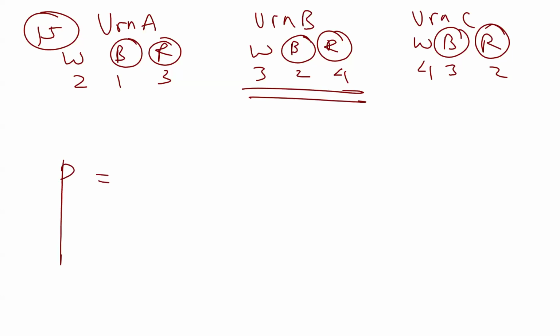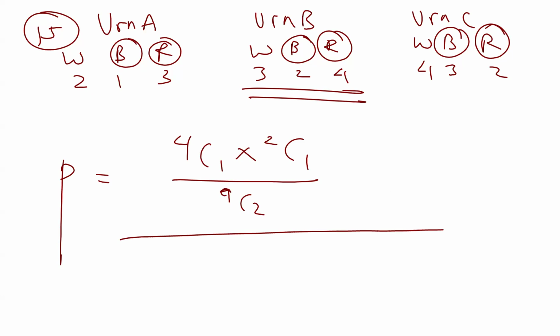The probability of getting a red ball from the first urn is 4C1 into a black ball 2C1 upon 9C2, the sample space. So we are trying to calculate a specific case. The specific case is from urn B: 4C1 into 2C1 upon 9C2. We are using combination because more than one ball is drawn at a time.